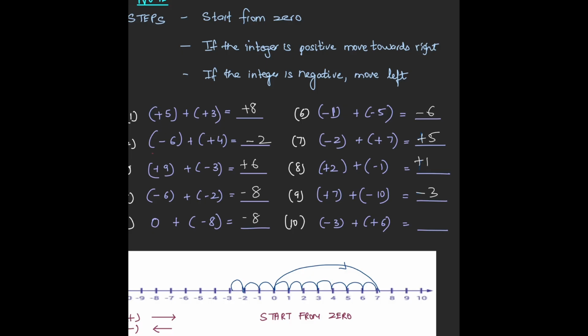The last one, negative 3 and positive 6. From 0, I'll go to negative 3. This looks weird. Wait. Okay, what is a negative 3? From here, I'll go to negative 3. Okay. Positive 6. 1, 2, 3, 4, 5, 6. This is positive 3 is the answer.